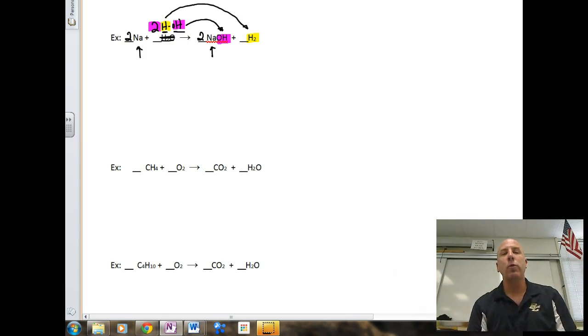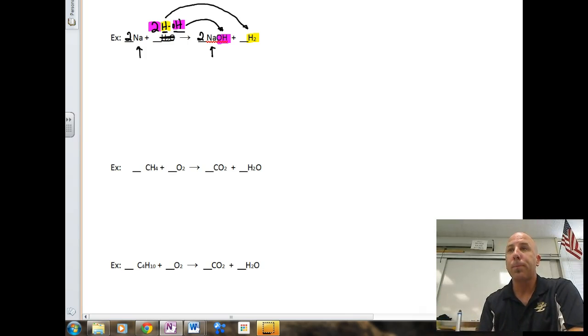Okay, that's just a little trick of the trade that I like to use when I see water on one side and a hydroxide on the other. Of course, doing it just the old-fashioned way of counting atoms works perfectly fine too.